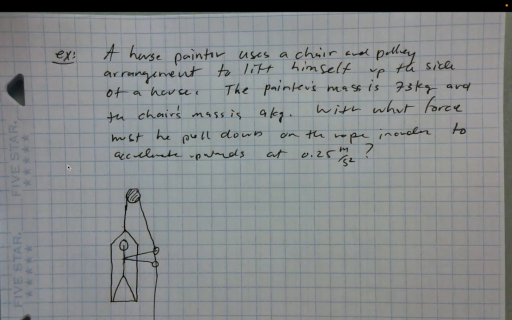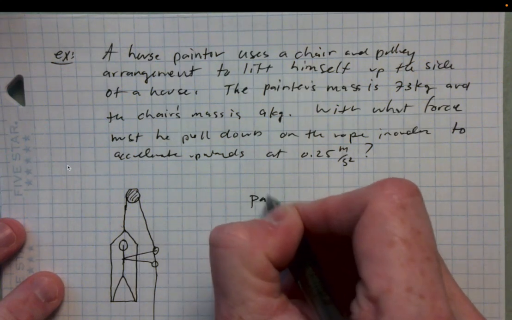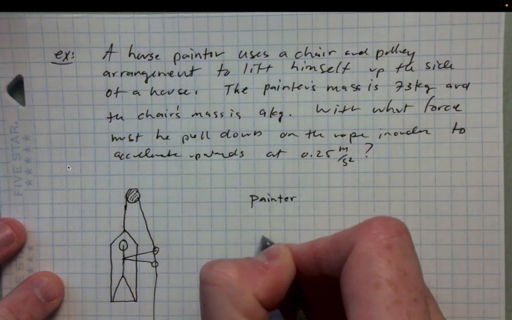Okay. All right, so this is kind of a weird problem. It almost looks like it shouldn't work, right? But it does work. And because there are a number of things involved here, let's think through the different objects involved. So we've got the painter and the chair. Let's start with that.